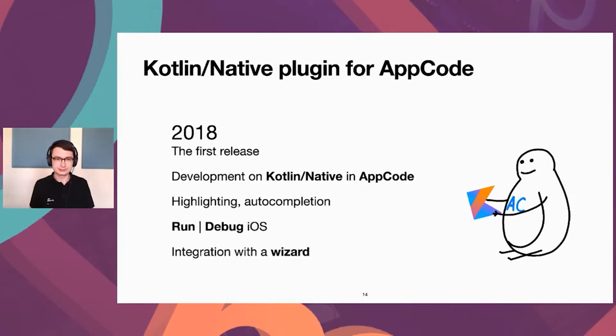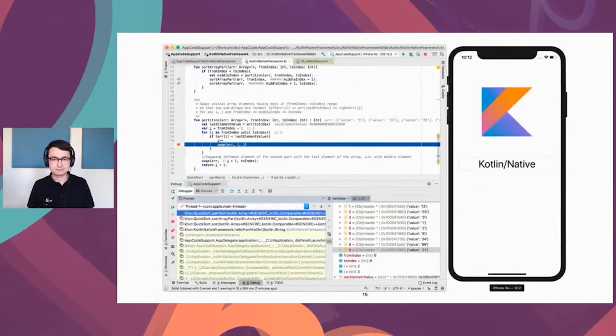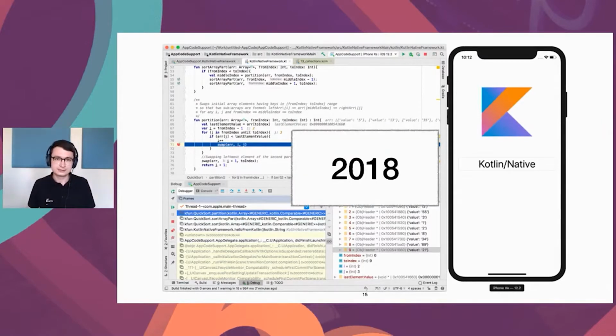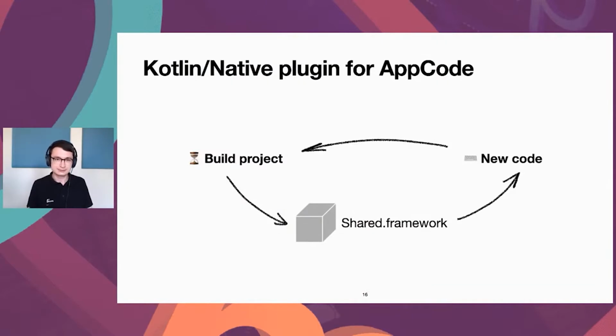Also, there is an integration. There is a nice wizard to create a default iOS project with an already integrated Kotlin native framework. And this is how it looks. So you see how, for example, Kotlin native code is debugged inside AppCode. And all of these technologies were developed in 2018. And you still have this cycle that you have to build your Kotlin native framework first, and then it becomes available from Swift code or from the iOS project.